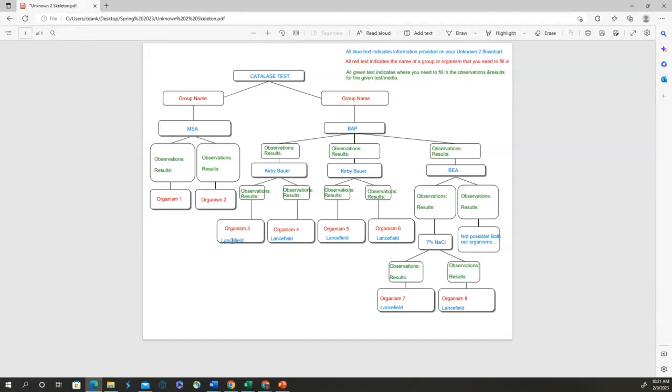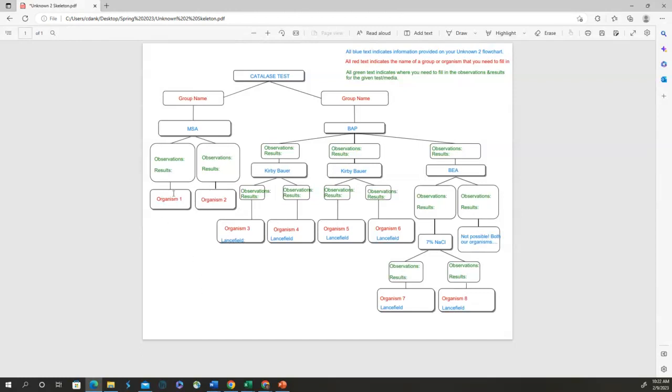But notice you also need to fill in the Lancefield group for these remaining 6 organisms. You do not need Lancefield groups for these 2 because they're not applicable to this group of organisms, but it is for these, okay? So the bottom boxes for each of these paths need both an organism and a Lancefield group. Notice there are 8 boxes that need organism names, and there are 8 different unknowns. So each organism is only put on this flowchart one time, okay?